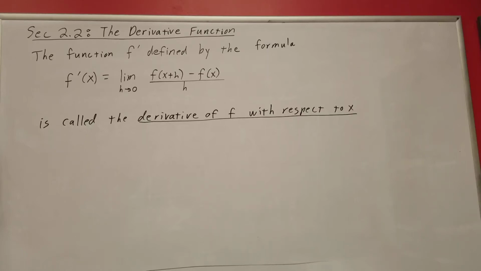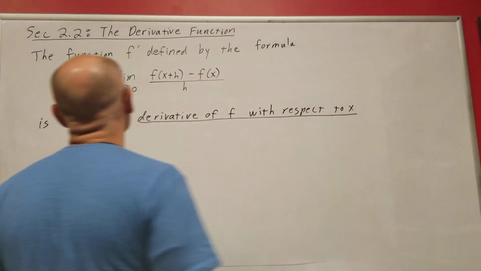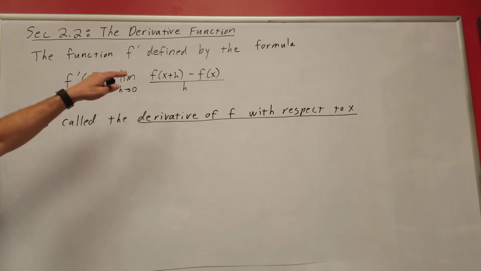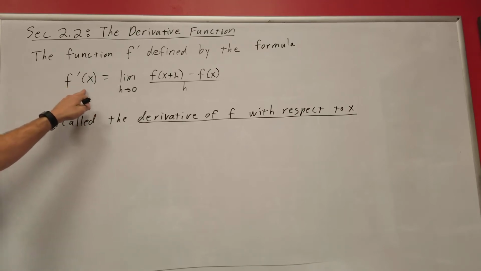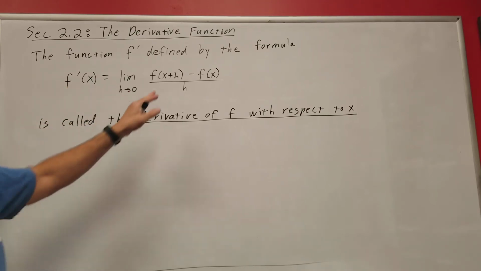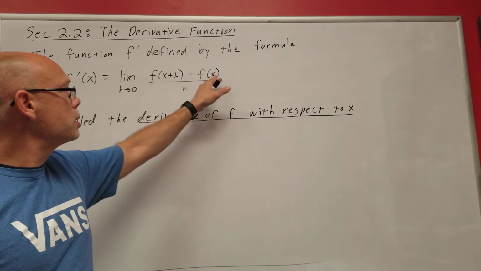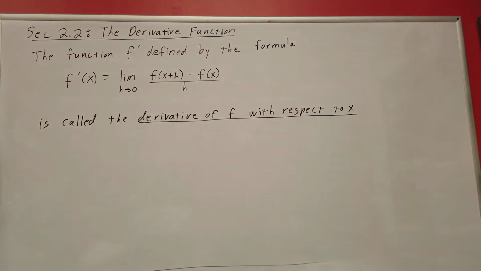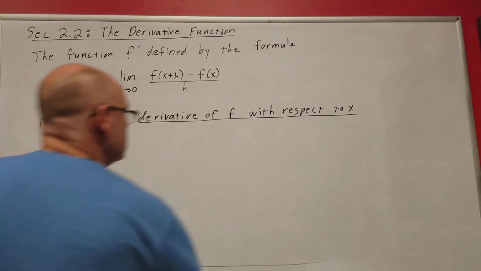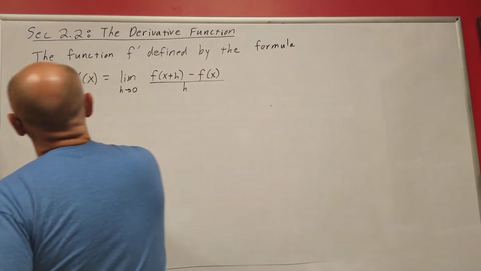All right, let's look at section 2.2, the derivative function. The function f prime, defined by this formula, is called the derivative of f with respect to x. Now notice, the derivative f prime is the same thing we've been doing, except instead of x subscript 0, we just have x's in there, okay? And then your book says this. It says the domain of f prime consists of all x in the domain of f for which the limit exists.